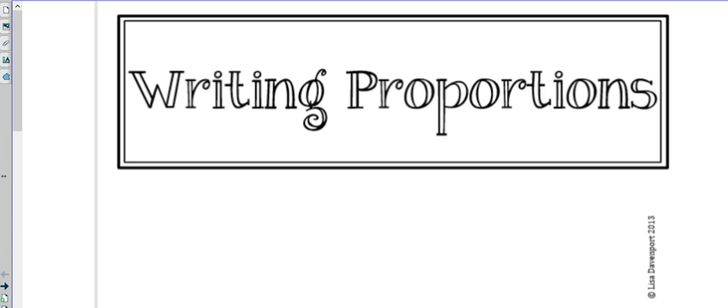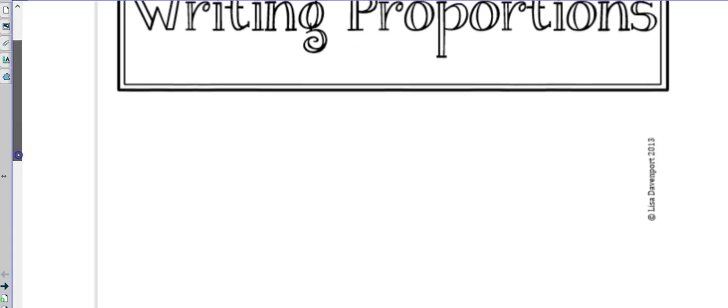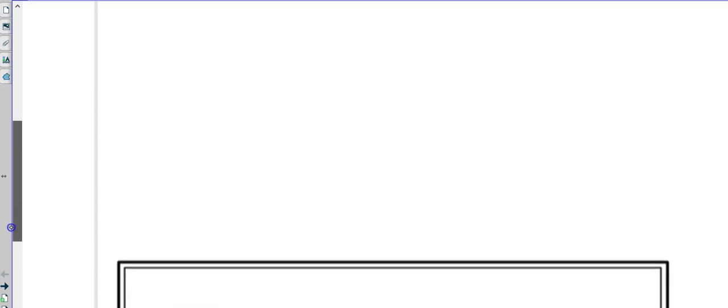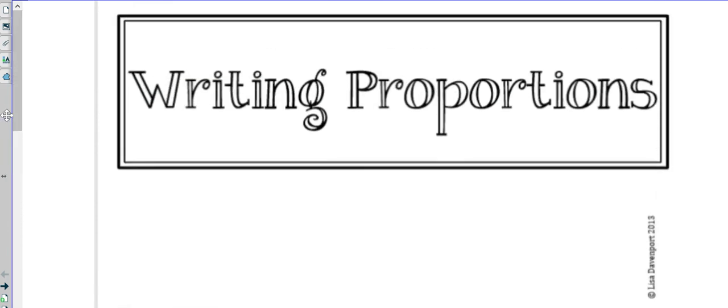So you should have received this nifty little foldable in class today. On one side you have writing and solving proportions, and what we're going to do is go inside the foldable and start looking at the examples. First we're going to go underneath writing proportions.